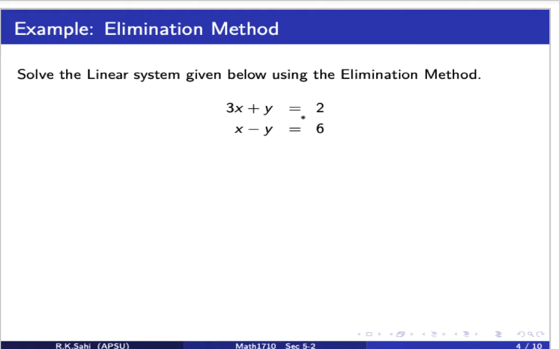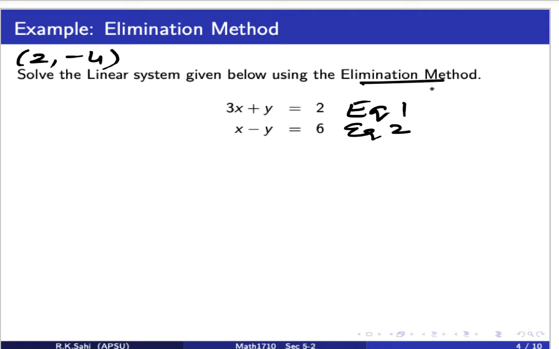Okay, so here the equations are the same as we used in the previous slide. I'm going to show you how I solve it using the elimination method. From the previous slide, I know (2, -4) is a solution, and I'm going to show you how we get it here. The first thing we do is look at the individual equations. The first equation has 3x plus y equals 2. The second one has x minus y equals 6.